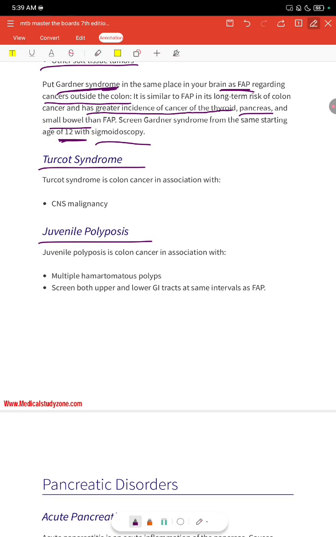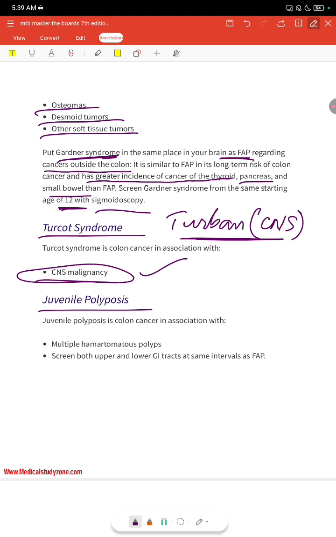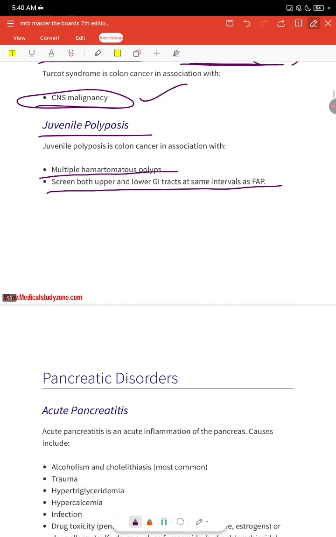Turcot syndrome is colon cancer in association with CNS malignancy. This is the distinguishing point. Try to understand it by comparing the Turcot name with turban. So CNS: a turban is near the CNS. Juvenile polyposis. Juvenile polyposis is colon cancer in association with multiple hamartomatous polyps. Screen both upper and lower GI tracts at the same intervals as FAP.